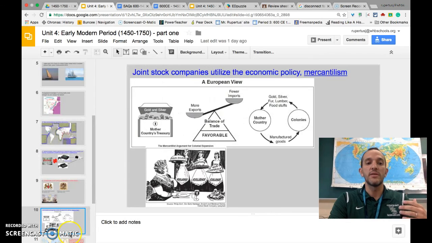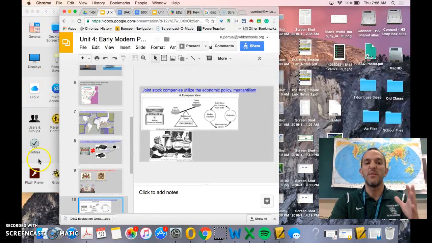A lot of economic stuff. So if you have trouble with it, as always, take some notes, write some questions down. Ask me in class. This is a lot of economic stuff. People tend to have trouble with it, but let me know.